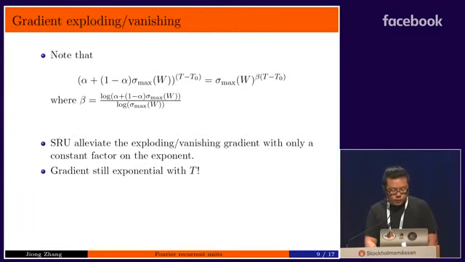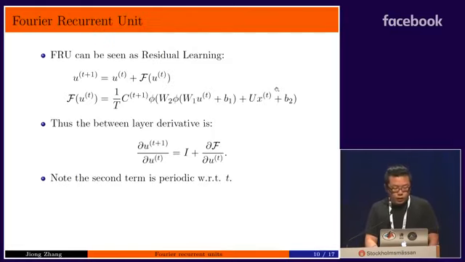We found that the SRU's gradient bound is still exponential with t, and it only alleviates the gradient vanishing issue with a constant factor on the exponent. So how about the FRU?